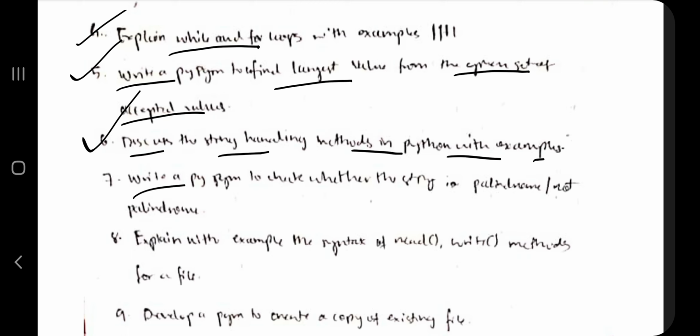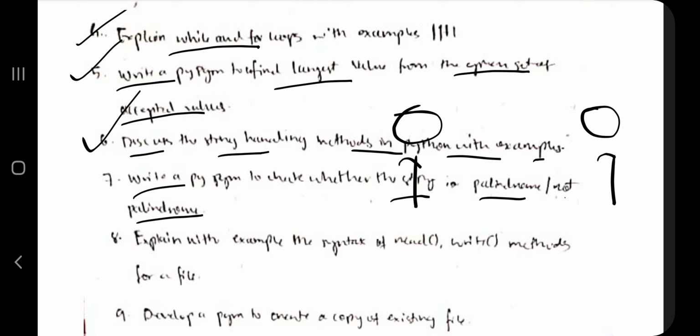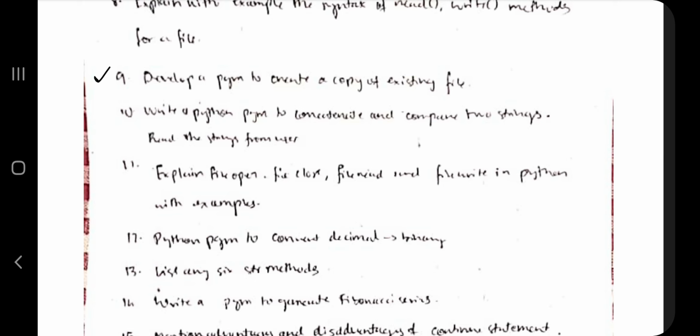Write a Python program to check whether the string is palindrome or not palindrome. Here you can have 2 pointers, one from the starting and one from the ending, or you can also use the reverse function and check if the 2 strings are the same or not. Okay. Explain with an example the syntax of read and write methods that I discussed. Write a Python program to create a copy of an existing file.